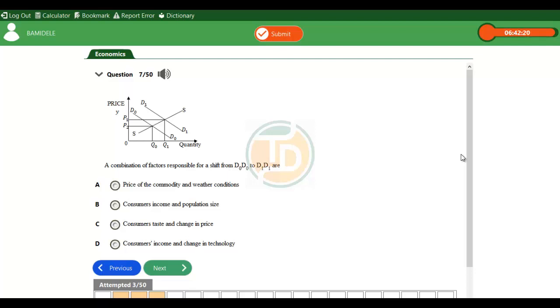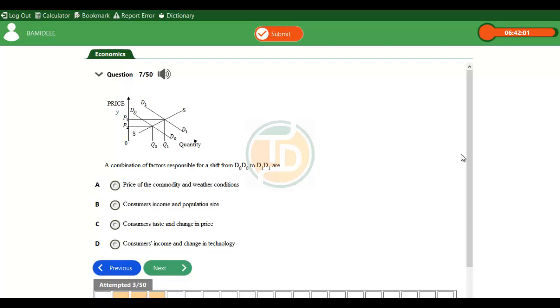Option D talks about consumers' income and change in technology. Consumers' income and change in technology, do they affect demand? It's important to know that it is only consumers' income that affects demand. Change in technology does not affect demand. Change in technology affects supply.